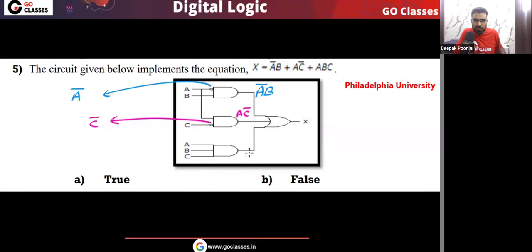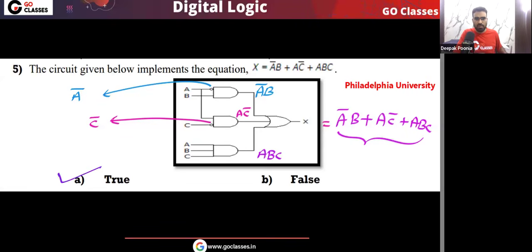Next, for this AND gate there are three inputs A, B, C. So we will do A and B and C. Very simple point. Now what will be the expression for this output X? That is an OR gate, so we will do the OR of these three expressions. So we will write it as A bar B or A C bar or ABC. Is this clear? Yes, this is the same as the given equation, A bar B, A C bar or ABC. So this statement is true. Very simple question.